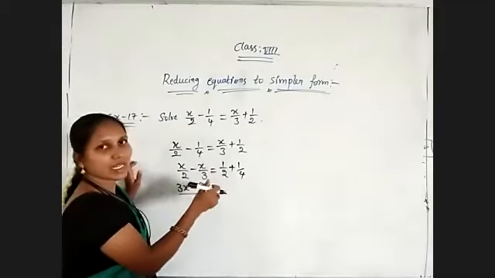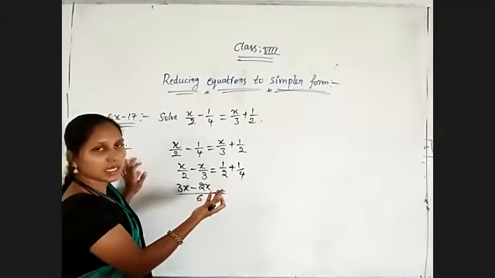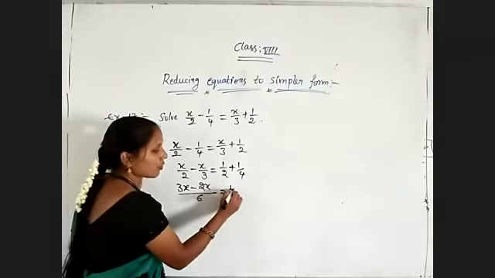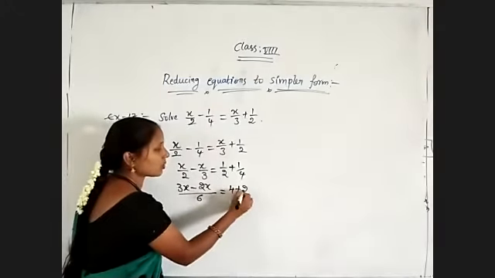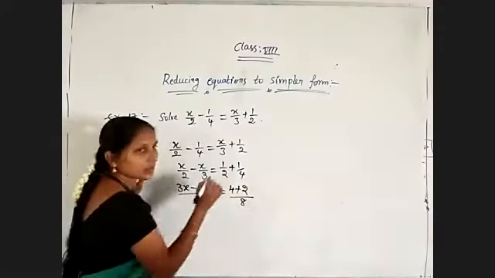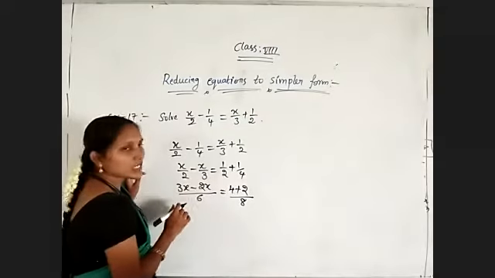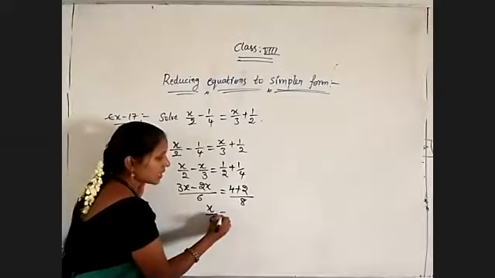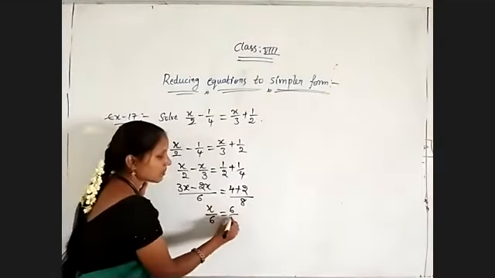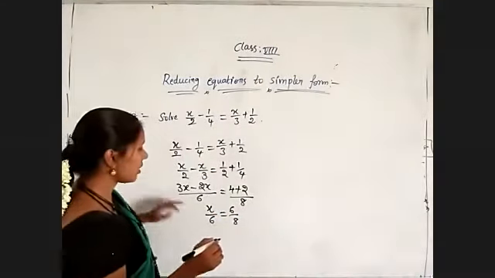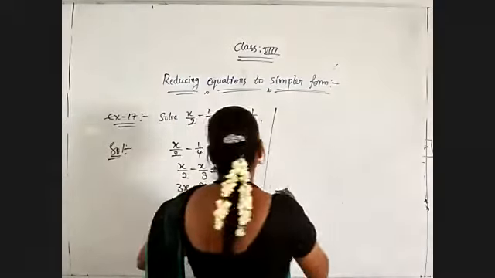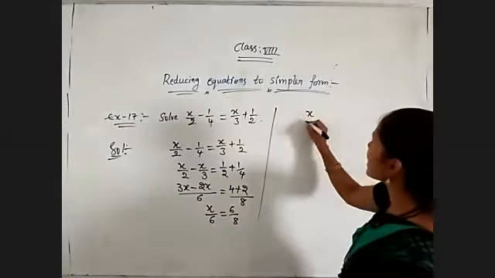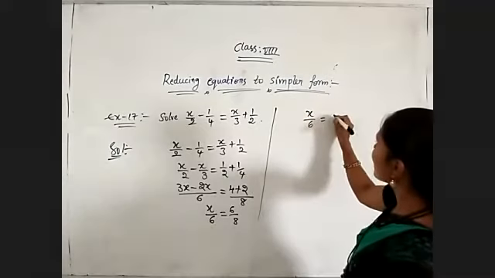Go through with the cross multiplication. Otherwise, if you want to choose the LCM, you can. So I am going through the cross multiplication. 4 ones are 4 plus 2 ones are 2, divided by 2 fours are 8. 3x minus 2x is x by 6, is equal to 4 plus 2 is 6 by 8. Now, x by 6 is equal to 6 by 8. Now it is in the simple form.